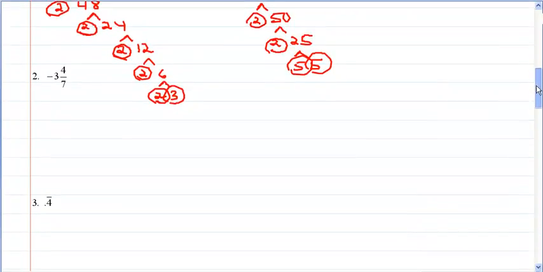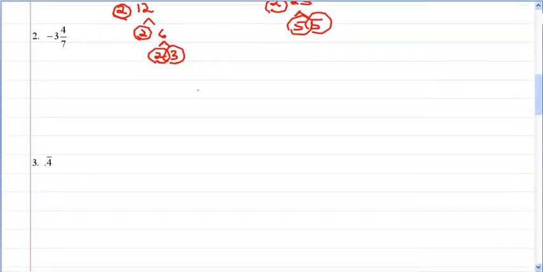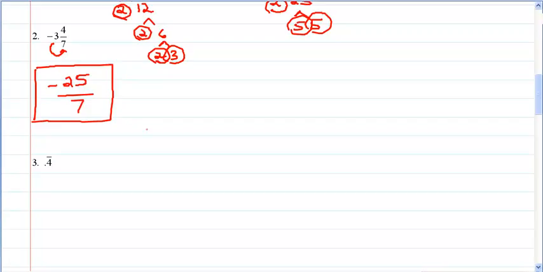Another type, number 2, is you have a mixed number. And this one is very simple. You just want to take the whole number in front, multiply it by the denominator. 3 times 7 is 21, and then add the numerator, which is 25. So your final answer is -25 over 7. -25 over 7 does not reduce, and this is our final answer.